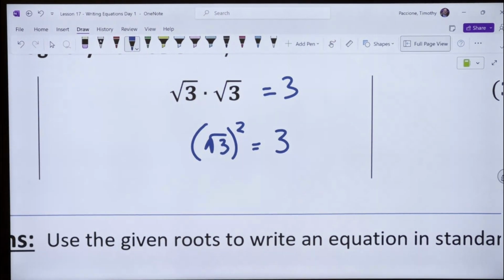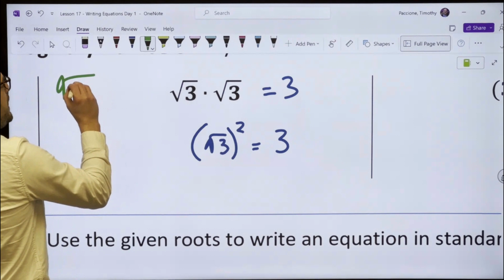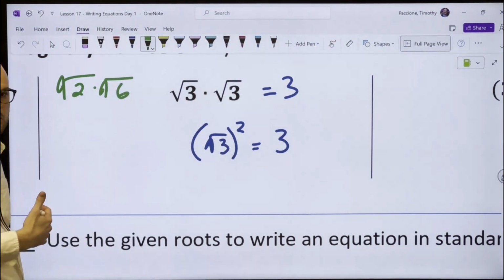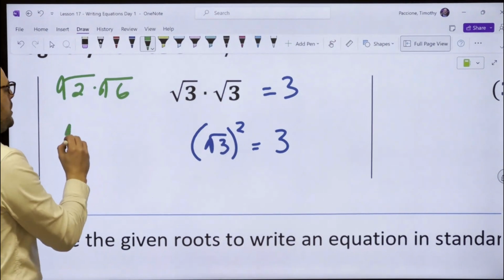What would happen if there were two different numbers and you were multiplying? Well, anytime you have, like, if I had square root of 2 times the square root of 6, you can just bring those together and say that's the square root of 12.